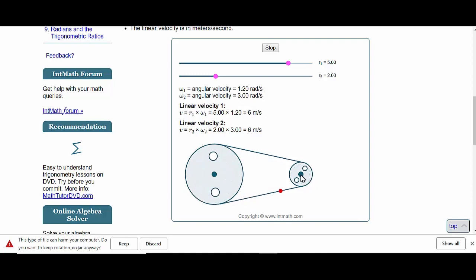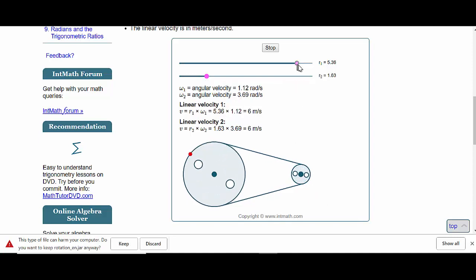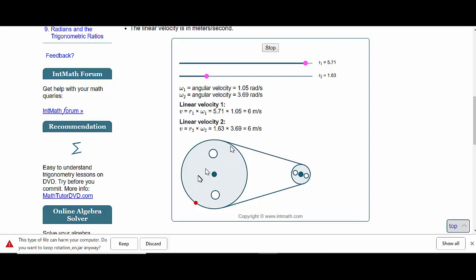Notice this other sprocket has a different angular velocity because it's a smaller sprocket. As it gets smaller, it's kind of hard to see, but it starts rotating faster. As the circle gets bigger, notice that it's rotating slower and slower. So that's what we call an angular velocity.